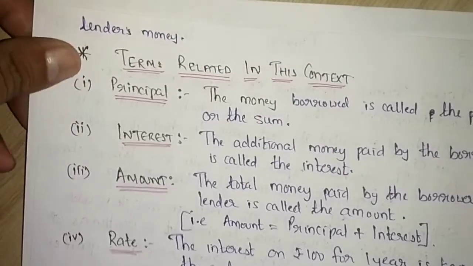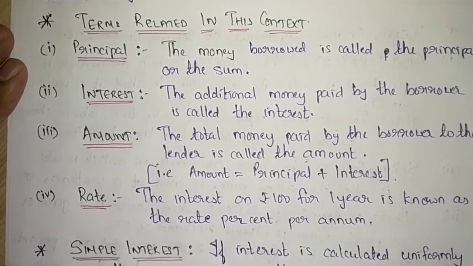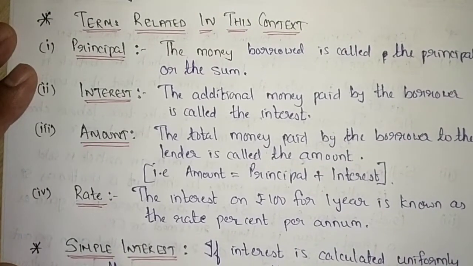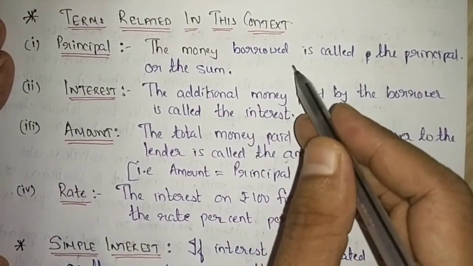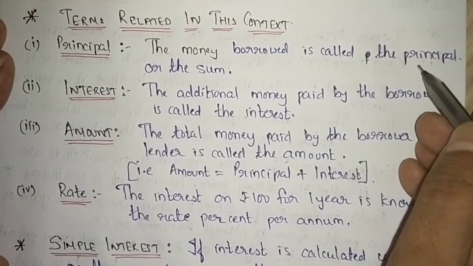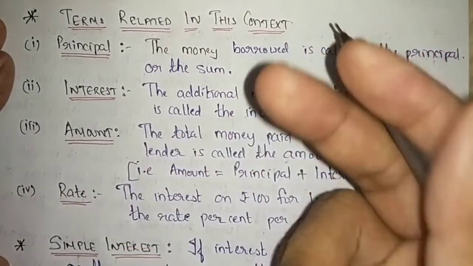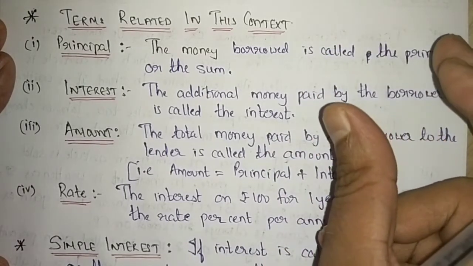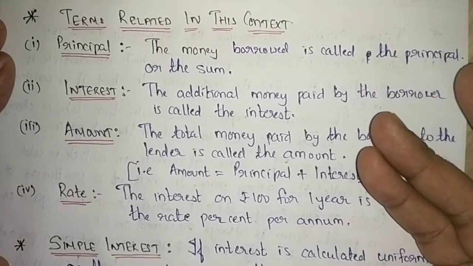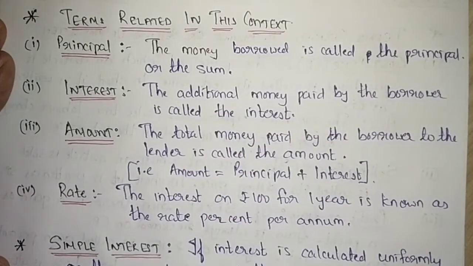Let us look at some of the terms related to interest or the borrowed money. The first term is principal. As I have told, I have borrowed 10 lakh rupees from the bank, so that will be my principal amount. Now interest is the additional money which I will pay back after 5 years. 10 lakh I will be paying for sure, but above that, let's say 2 lakhs more I am paying. That 2 lakhs of additional money paid by the borrower is called the interest.